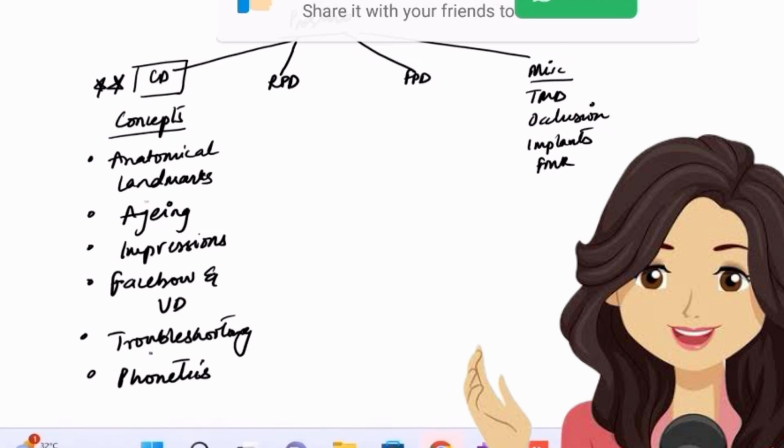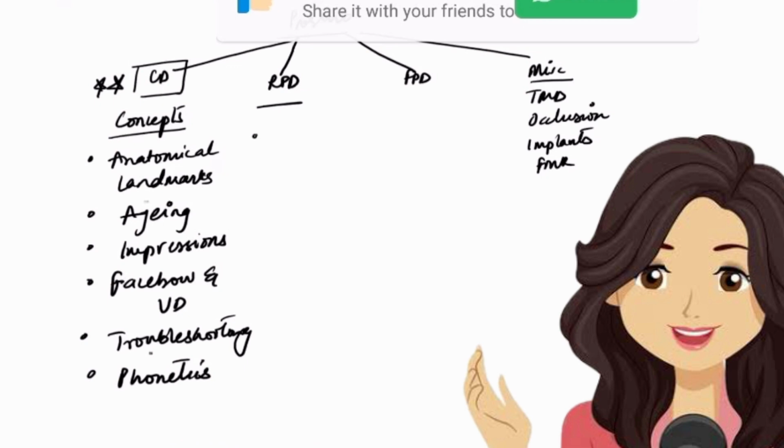These would be my most important listed topics out of complete dentures. The entire of complete dentures is very, very important for your prostho MCQs. The general trend that you observe over the course of last 10 years is that you will see almost 50 to 60% of weightage either going to CD or to RPD.